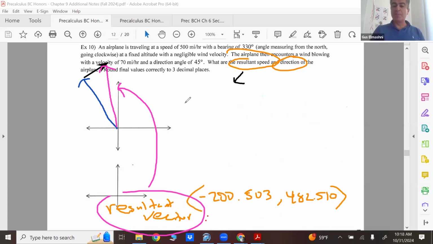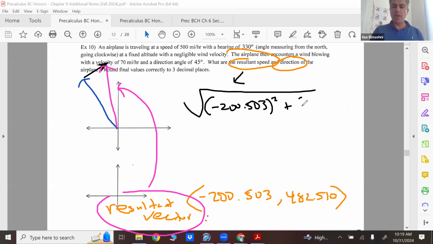Anyway, so resultant speed is the square root of negative 200.503 squared plus 482.510 squared. And just trust me when I work it out, it's going to be 522.511 miles per hour.